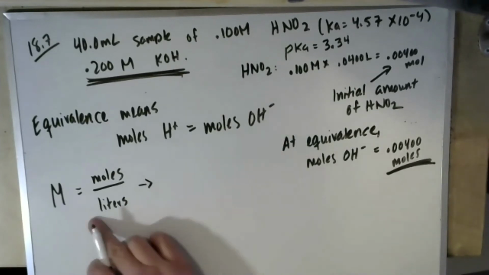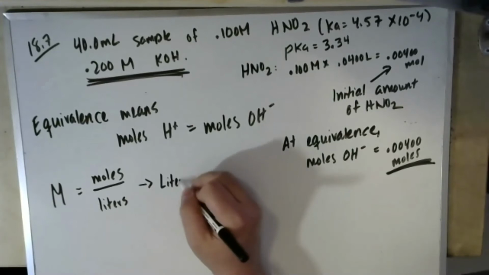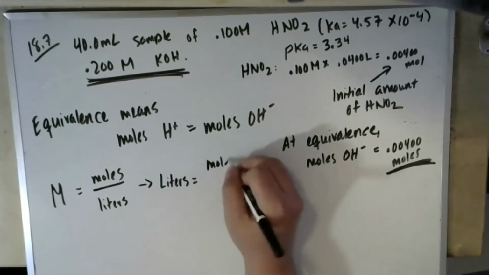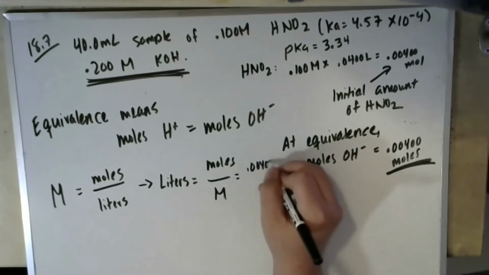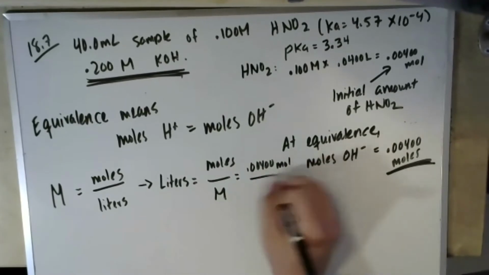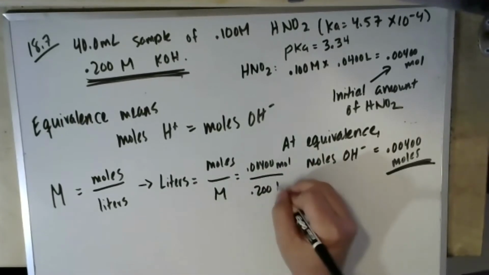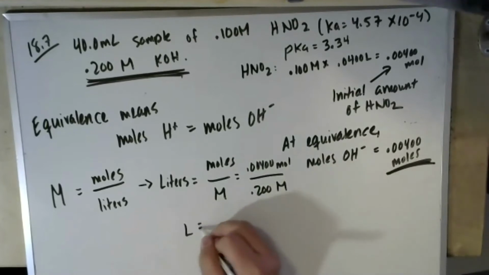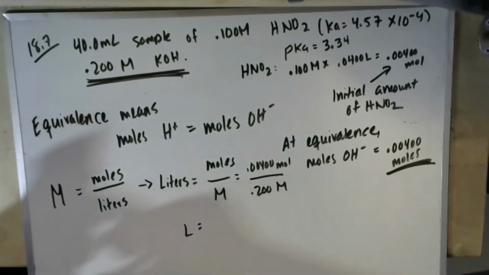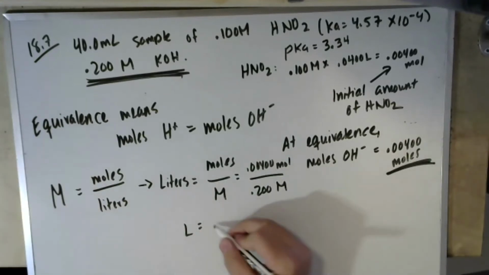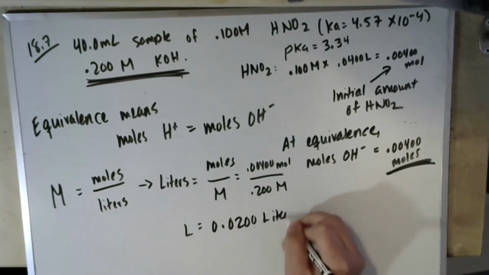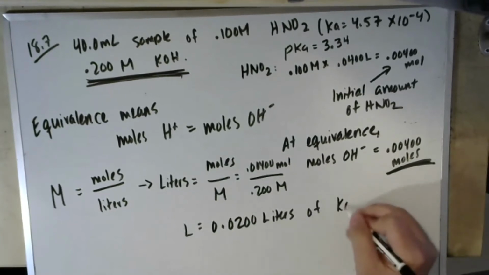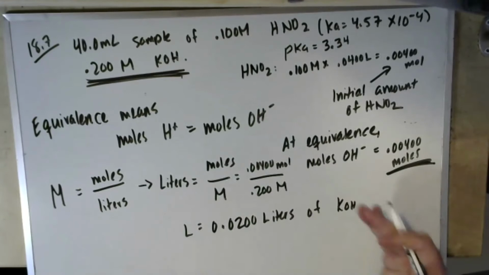Okay, so let's rearrange our molarity expression and solve it for liters. And then we can plug in the stuff that we know. So it's going to be 0.004 moles divided by 0.200 molar. Okay, and we get 0.02 liters of KOH would need to be added to reach the equivalence point.